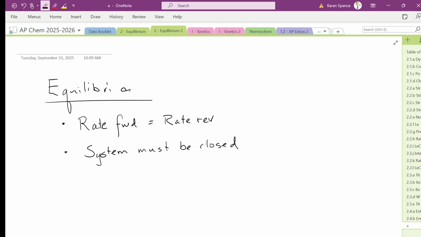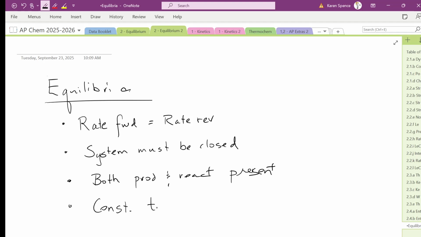What else do we know about equilibria? Yes? You need to have both products and reactants present. What else we got? Yes? You need to have a constant temperature, yeah. What else? Yep. Sorry? Reaction itself must be reversible. Reaction must be reversible, yes.